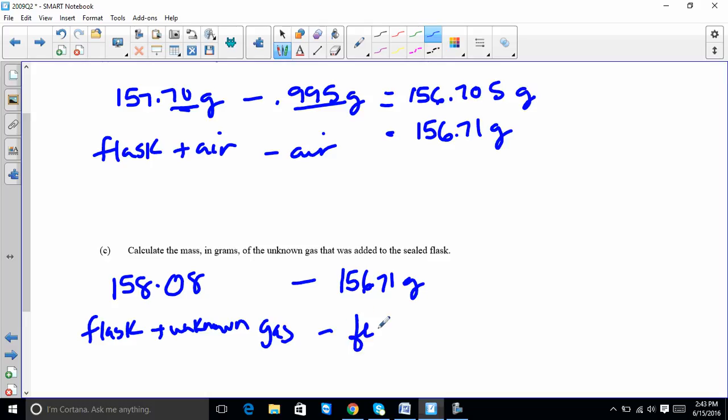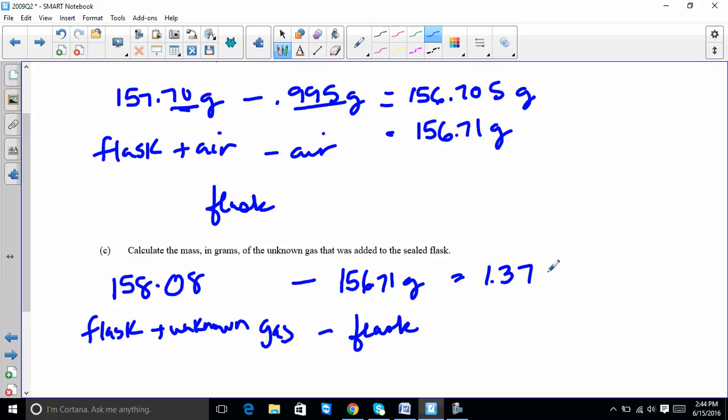So this is the flask. Again, algebra. Flask plus air minus air is flask. Flask plus unknown gas minus flask is the mass of the unknown gas. On my calculator, 158.08 minus 156.71 is 1.37 grams.